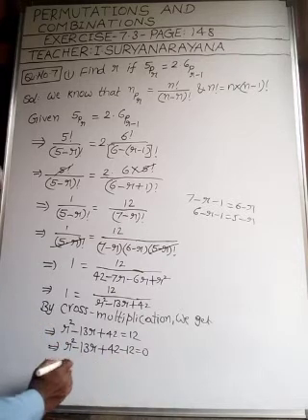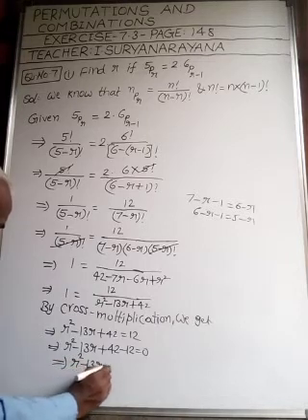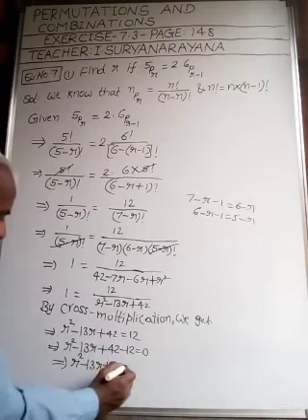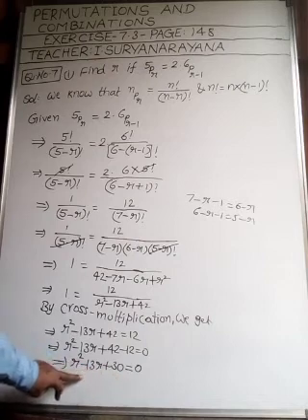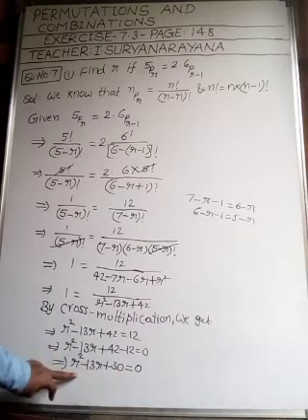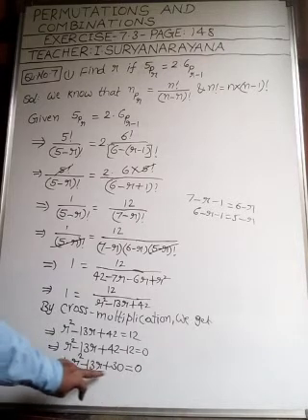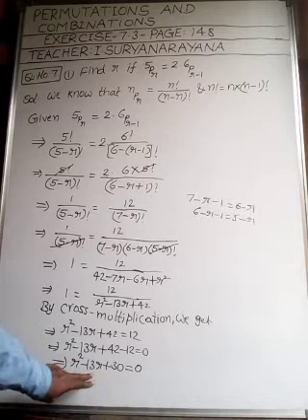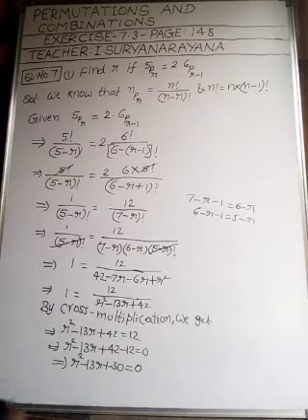Right. Now let us simplify. r square minus 13r plus, what we will get here, 42 minus 12, 30 is equal to 0. Understood this equation, my children? Right. If you observe this equation, it is a quadratic equation in variable r. Yes or no, my children? This is a quadratic equation in the variable r. Now let us solve this quadratic equation in r. Okay, my children?